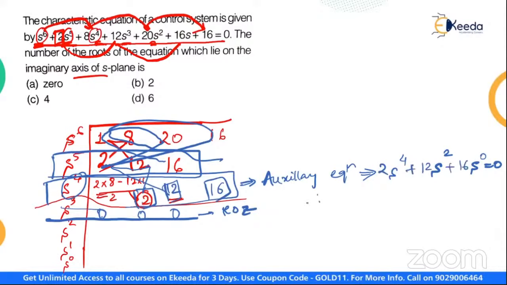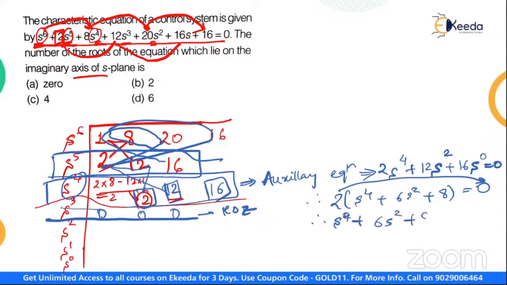That's it. Now you please tell me what is that? See, if you just take 2 common, you get s to the power 4 plus 6s squared plus how much? 8, which is equal to how much? 0. Correct? You please take this 2 on the other side. It will become 0, and then you will be having s to the power 4 plus 6s squared plus 8. Is that correct? Yes, sir. So here the equation will be s to the power 4 plus 6s squared plus 8, which is equal to 0. Is it right? Yes, sir.